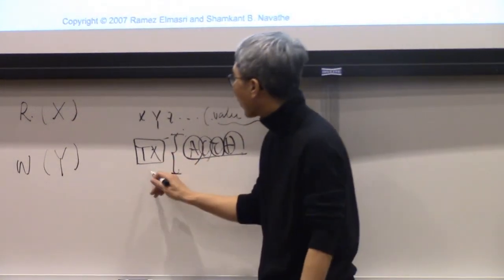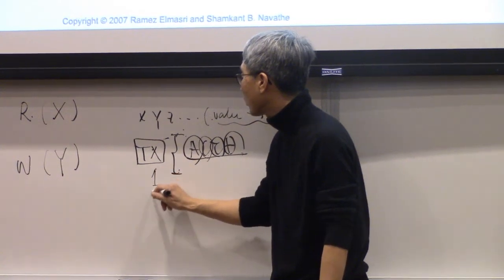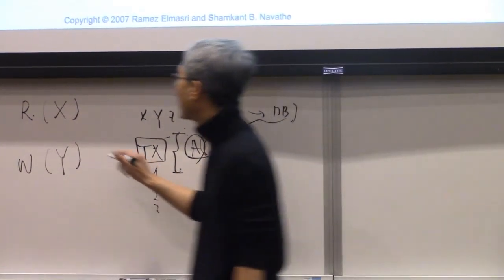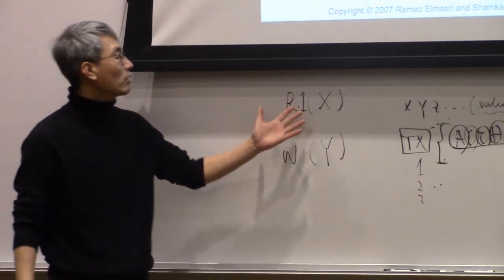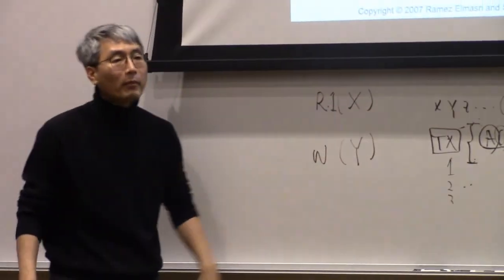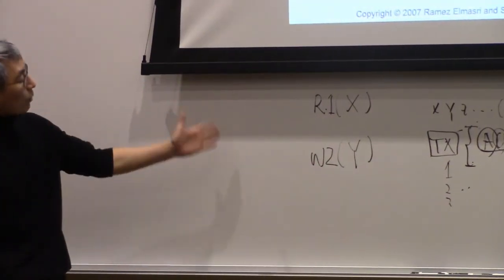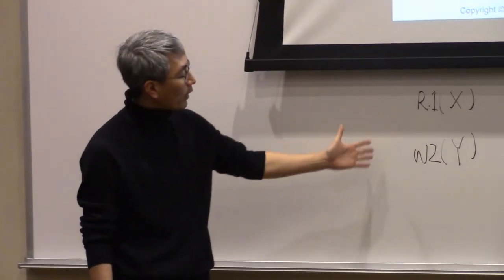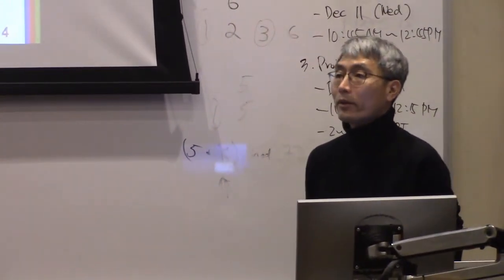We are going to represent each transaction as a number, like transaction 1, transaction 2, transaction 3. For example, R1(X) means transaction 1 reads data item X. W2(Y) means transaction 2 writes the data item Y. We are going to use this notation to explain concurrency control.